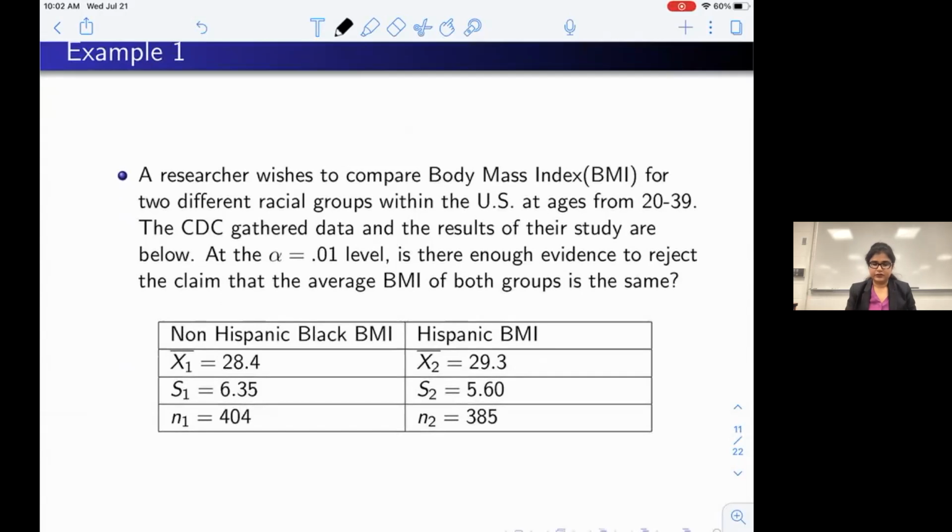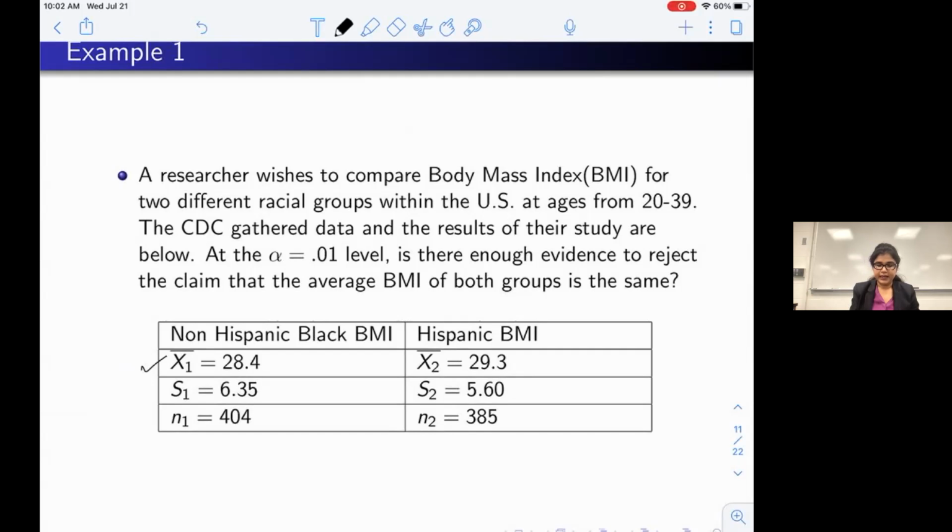So the CDC is going to compare body mass index of two groups. One is non-Hispanic Black BMI and one is Hispanic BMI. So Black BMI and Hispanic BMI are two groups we are having. They have some data they studied and they are giving us this information. For Black BMI, they collected some sample. I don't know what the population size or the sample size was, but they found that the sample mean for Black BMI is 28.1 and the sample mean for Hispanic BMI is 29.3.